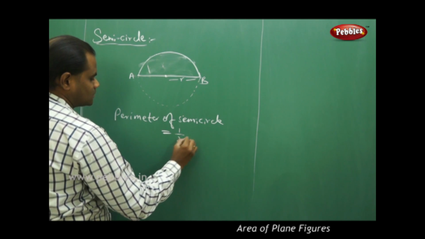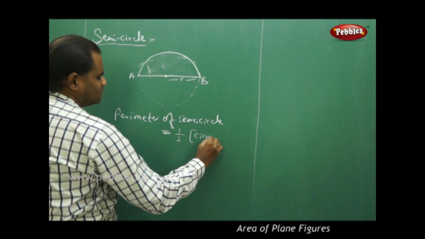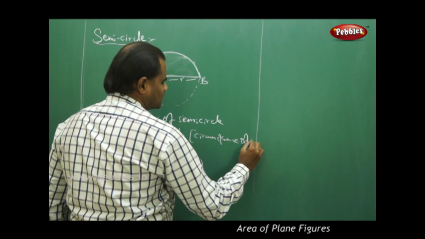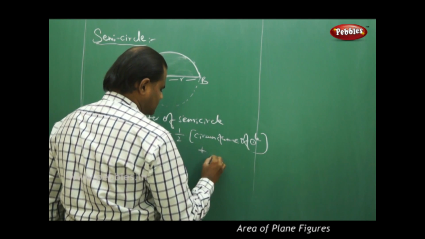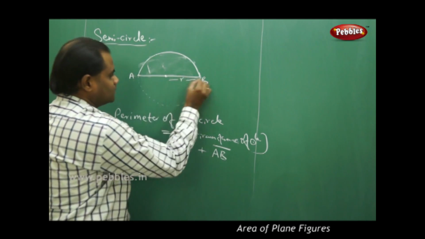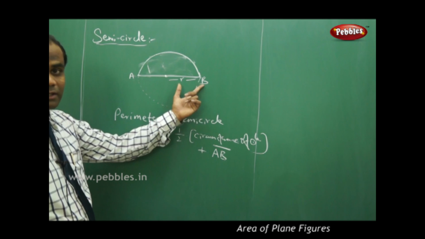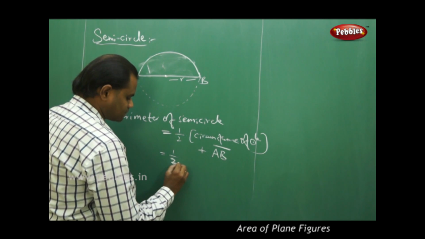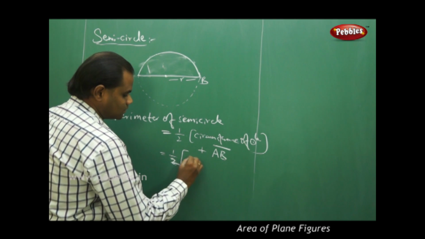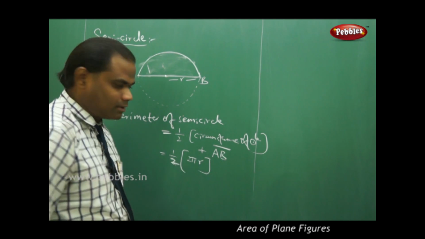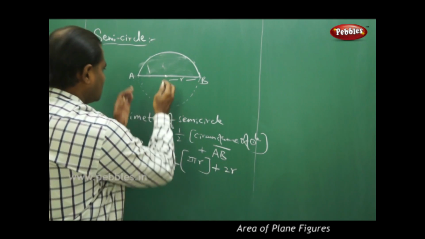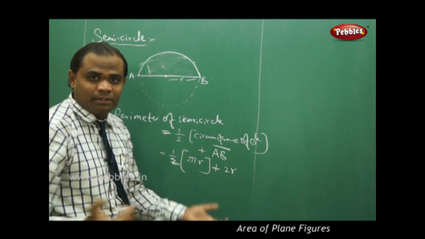Therefore, this is half the circumference of the circle plus the distance AB, which I can clearly see in the diagram. Now this is half times the circumference of the circle, which as we all know is 2 pi r, plus the distance AB, which is 2r, because r plus r makes the diameter AB.